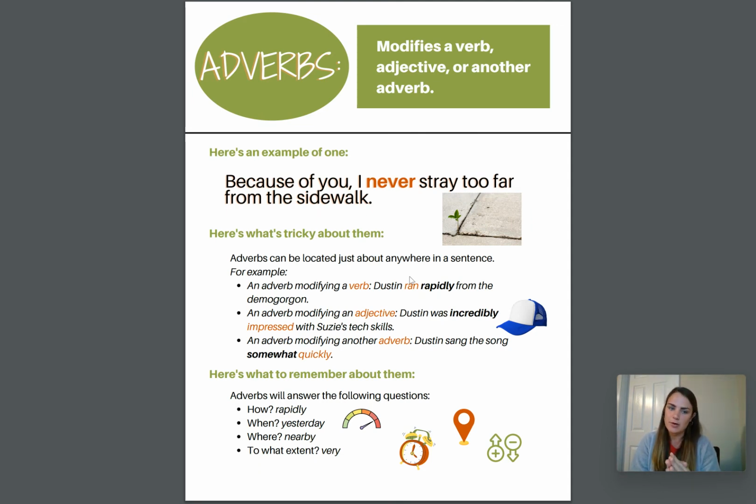So what you want to remember about adverbs is they're always going to answer the questions how, when, where, to what extent, and sometimes why. So how? Rapidly. When did it happen? Yesterday. Where was it? Nearby. To what extent? Like very, absolutely, definitely. Those kinds of words, a lot of times they end in ly. Those are going to be adverbs.